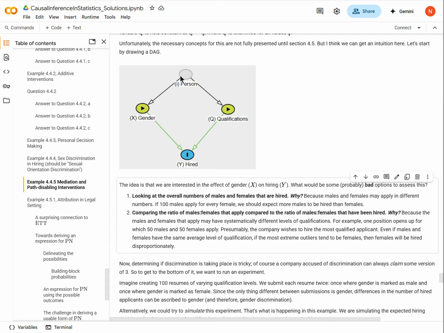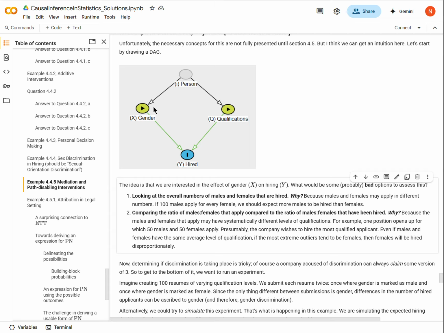Okay. So what if then we said, okay, well, let's compare the ratio of male and female applicants to the ratio of male and female employees or people that have been hired. Okay, well, this is a little bit better, but it's still not great, okay?